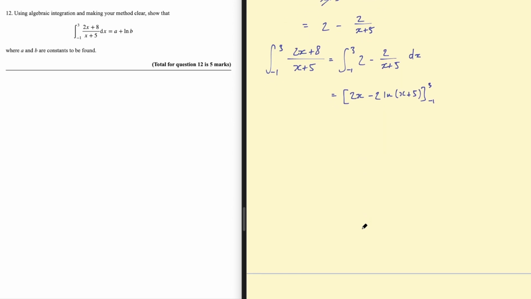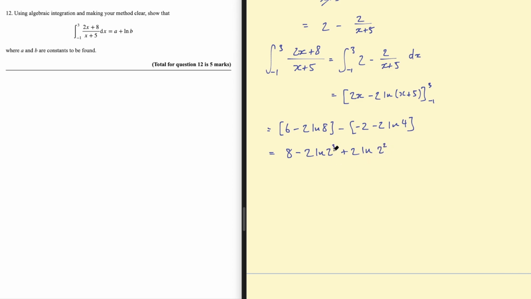So then substitute in 3. So this will be 6 take 2 log of 8. Subtract negative 2 take 2 log of negative 1 plus 5, which is 4. Okay, then we have 6 plus 2 is 8. Negative 2 log 8 we're going to need to write as 2 log of 2 cubed. And I've dealt with that positive 2. Then this is going to be plus 2 log of 2 squared.